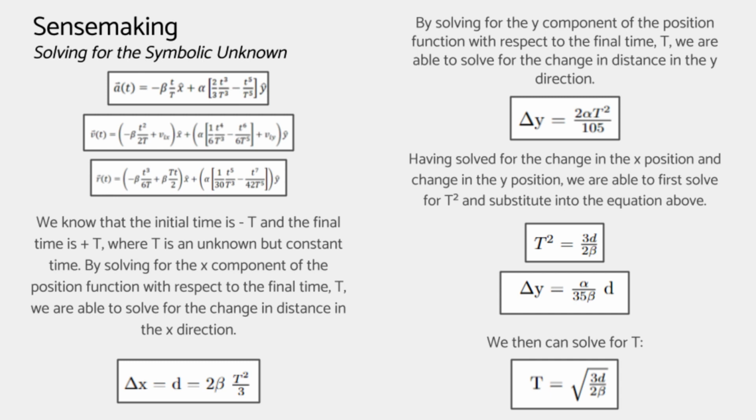When T is an unknown but constant time, by solving for the x component of the position function with respect to the final time T, we were able to solve for the change in distance and the change in direction. By delta x equals d equals 2 beta T squared divided by 3. By solving the y component of the position function with respect to the final time T, we are able to solve for the change in the y direction.